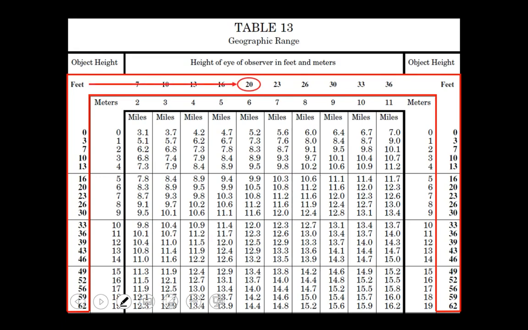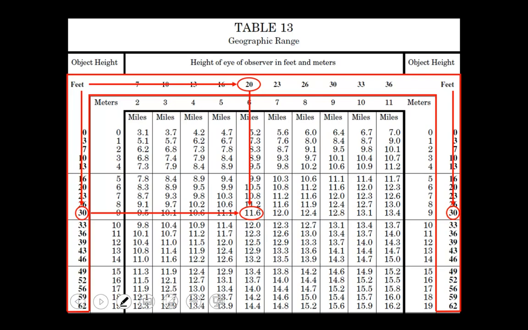The y-axis represents the object height. From our example, we used the value of 30 feet. So we will want to move down along the y-axis on the feet scale until we get to 30. Finally, you will follow those values down and over until they intersect. This is the value of geographic range. As you can see, it matches up with the formula that we used earlier and the sum of the two horizon distances from Table 12.